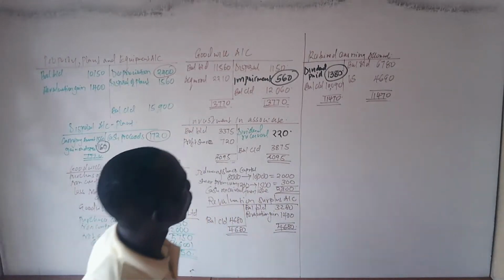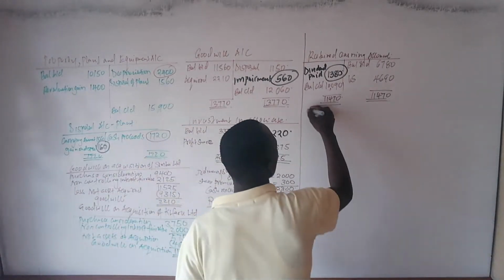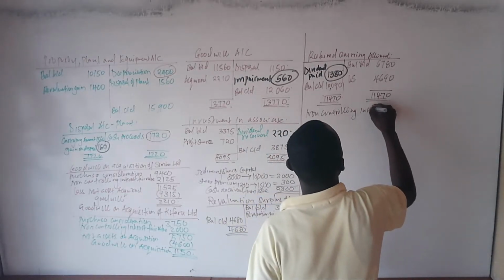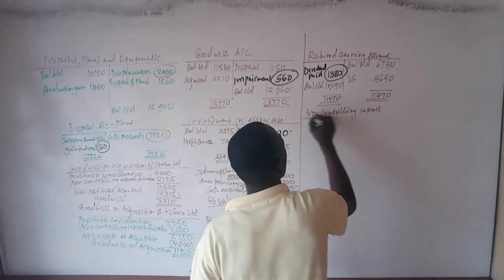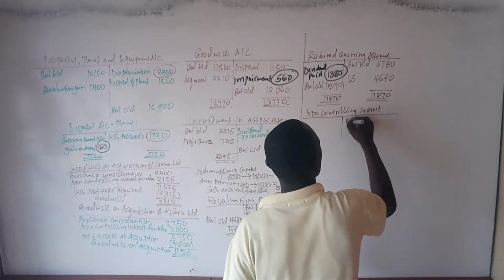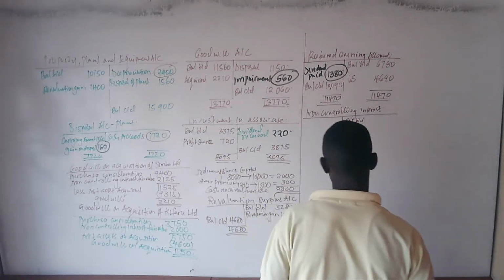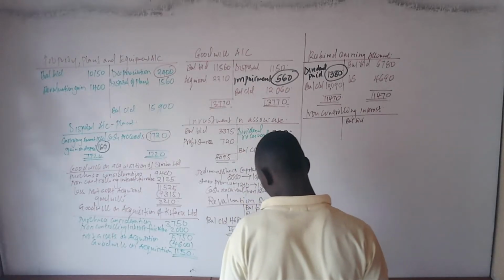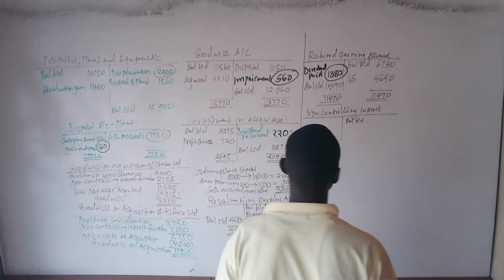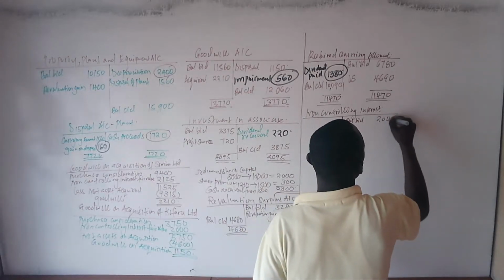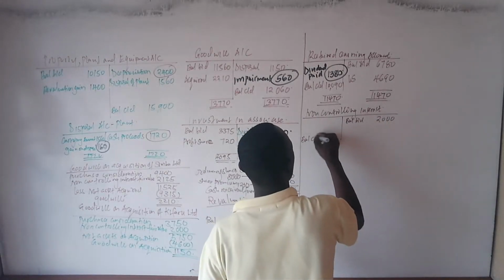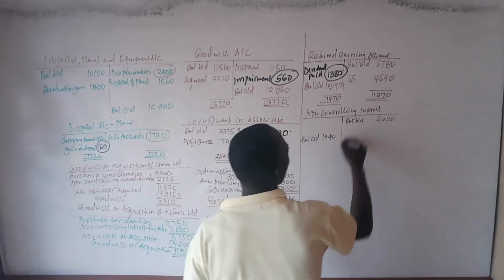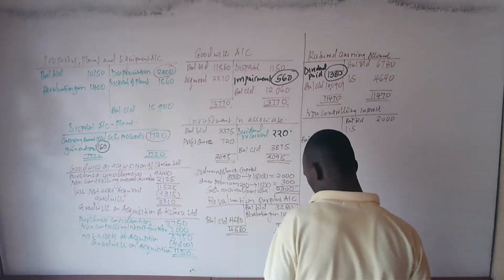Then from there, we go to the next one. The next one is non-controlling interest. So for the non-controlling interest, this is what we have. Give me the balance brought down. The balance brought down was 2000. Then we had the balance carried down, 1940.